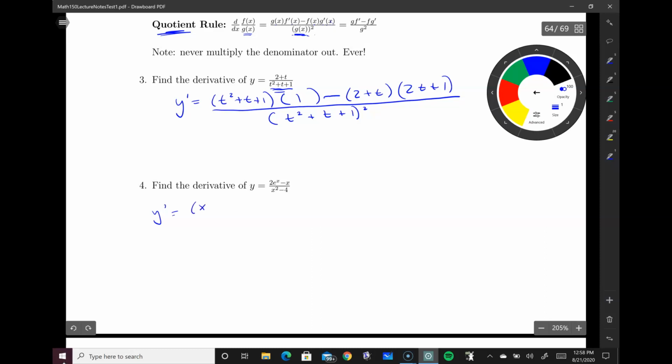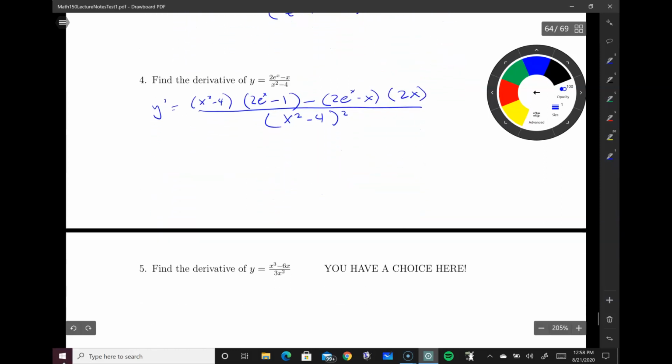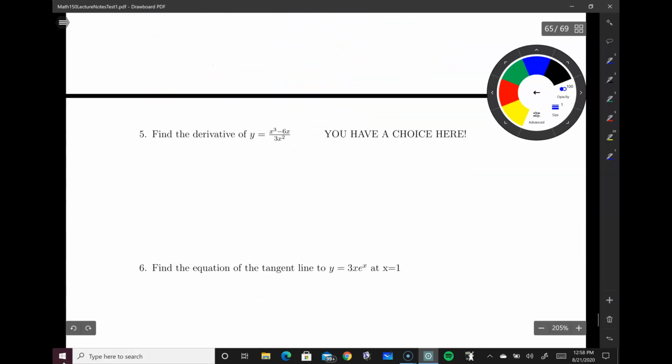So low d high, need parentheses, right? So remember how to take the derivative of e to the x is just e to the x, carry the 2 along. The derivative of negative x is negative 1, minus high d low, 2x, the derivative of negative 4 is 0, over square the bottom, and off you go. So it's easy to forget to write the denominator in, so don't forget.